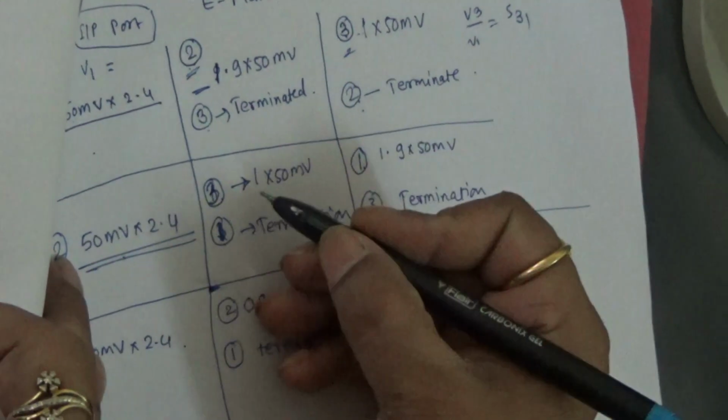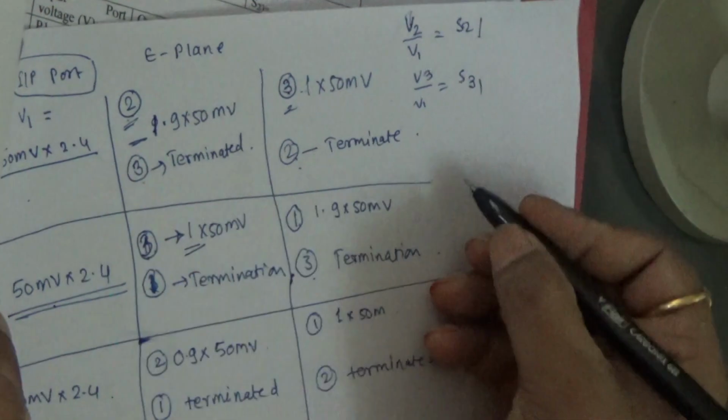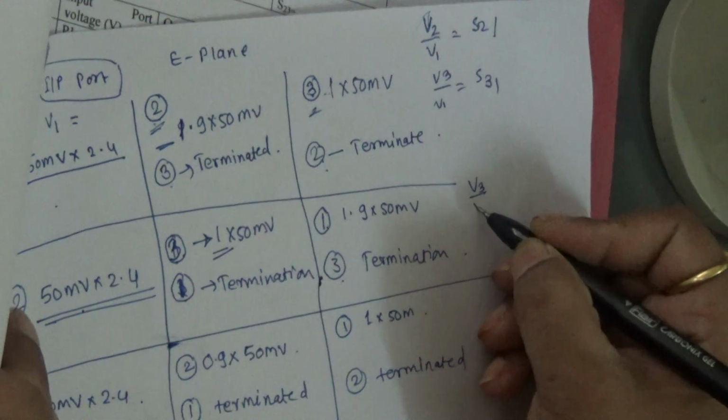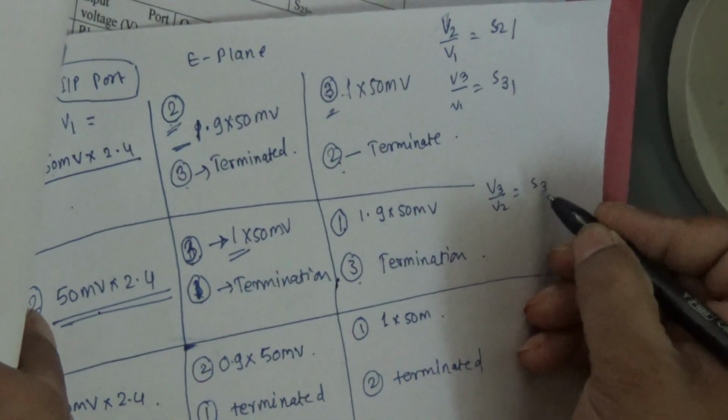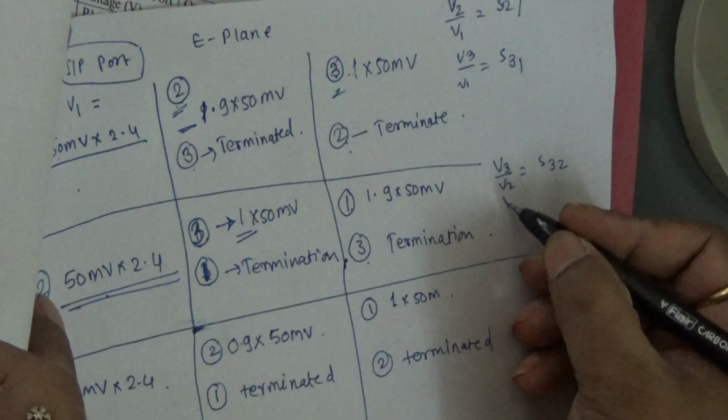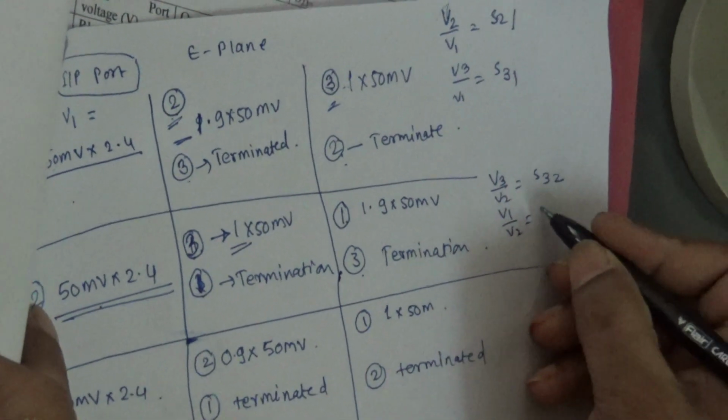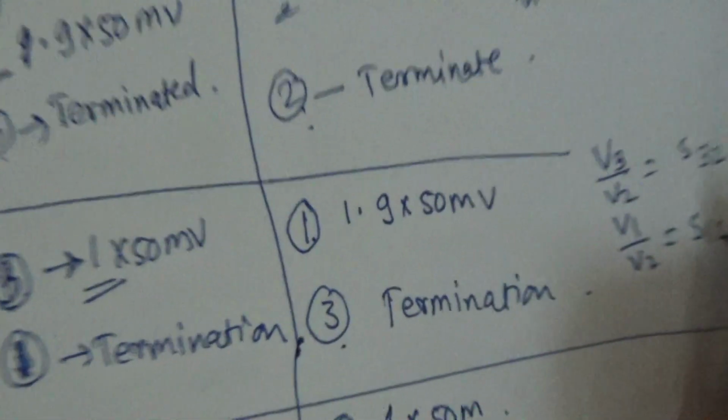Now here you are getting the output. So this is 3 and 2, V3 divided by V2, so it is equal to S32. Similarly, V1 divided by V2, so you are getting the parameter S12.